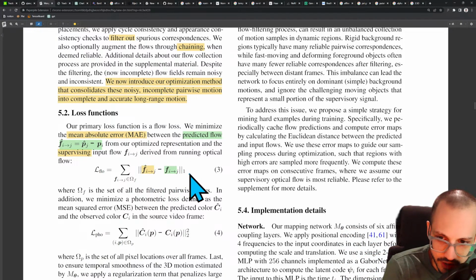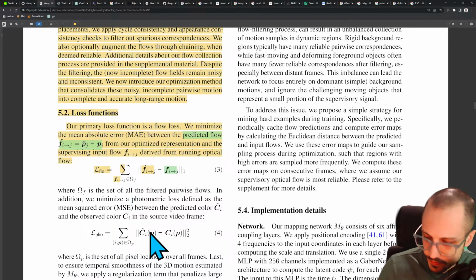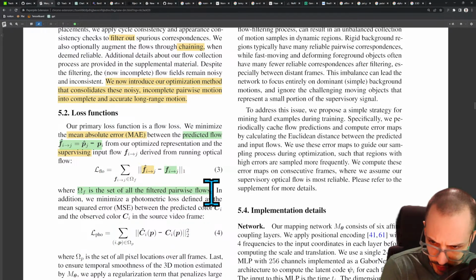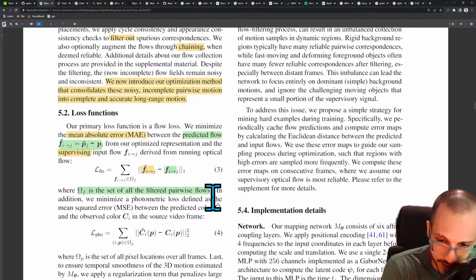Here, these double parallel lines with a 1 mean an L1 loss, which is what mean absolute error or absolute error is. You're summing this over all predicted flows in this set of omega f. Omega f is the set of all the filtered pairwise flows. So this might be every single pixel. I doubt it's every single pixel. It's probably a little bit sparser.